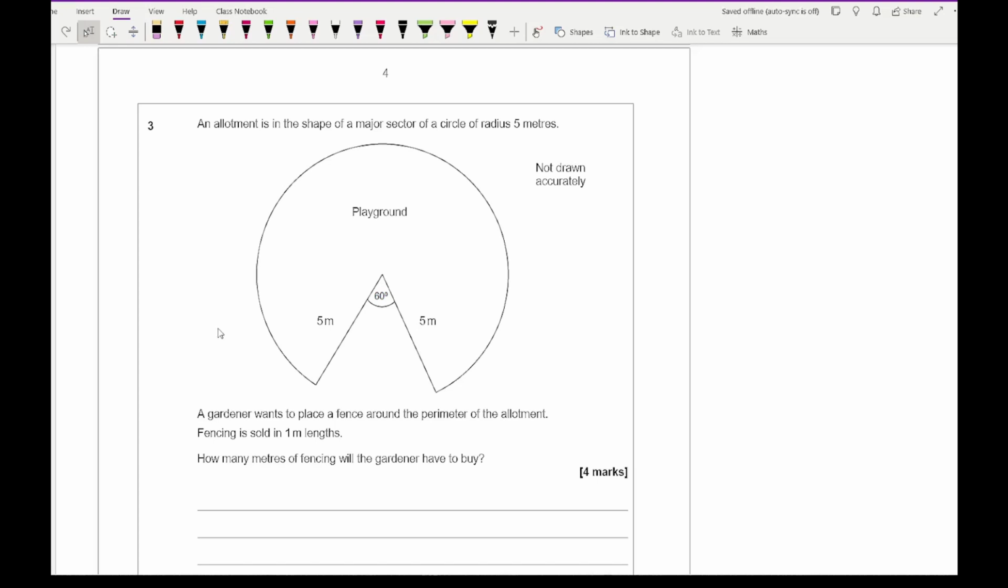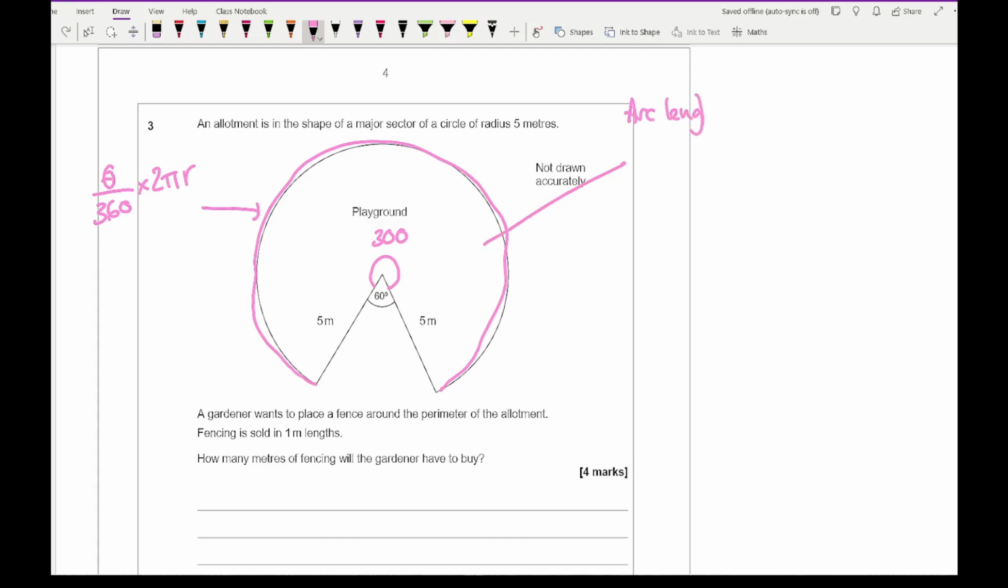So looking at this, the first thing we need to do is work out what the major arc length is going to be. Even though it's a major arc length, it's still the same formula. So it's still theta over 360 multiplied by 2 times pi times r. Now, this angle here is going to be 360 take away 60, which is 300. So from this, I can then work out the arc length, and that's going to be 300 over 360 multiplied by 2 times pi times 5.